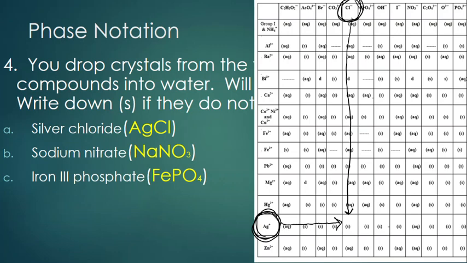Iron 3 phosphate. Alex. There are two irons. Which one should this be? Should this be iron 2 or iron 3? Well, I told you what it was. It's iron 3. So, iron 3, phosphate, what's it going to be, bud? Last one. S. Good job.